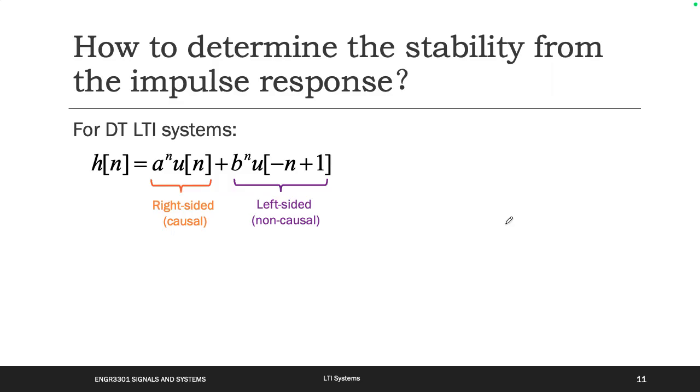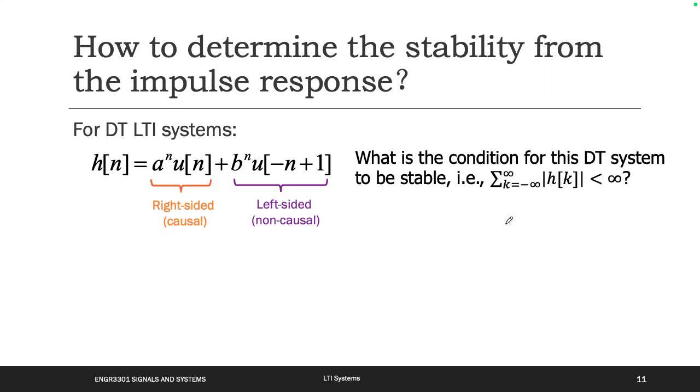And what's the condition for the LTI system being stable? If your impulse response satisfies this equation, it will be stable. We have already proved that. That makes sense to you? So if your DT-LTI system's impulse response looks like this, with absolute A smaller than 1 and absolute B greater than 1, then your LTI system is stable. Do you know why?